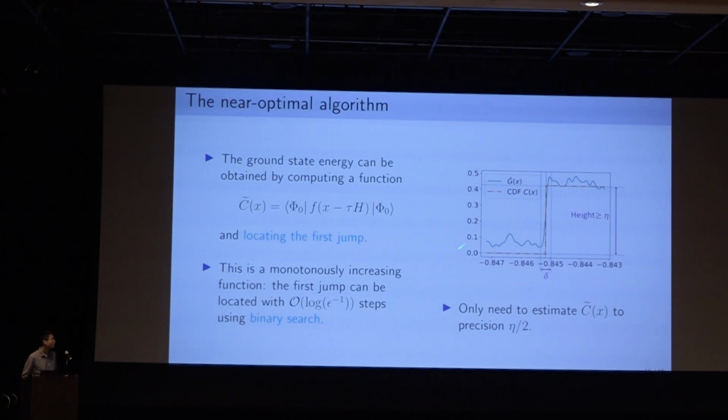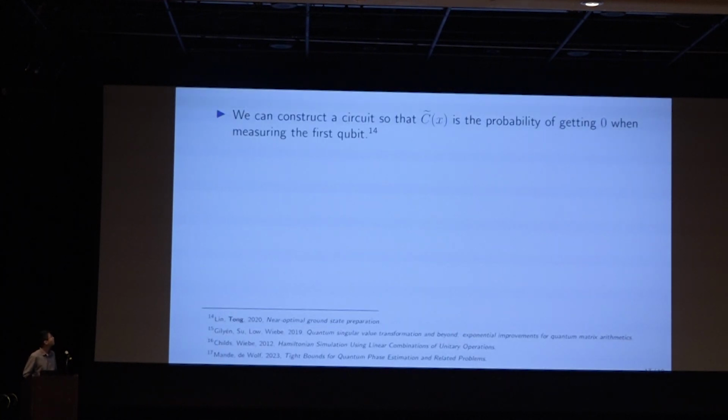So here, this is the exact CDF, this is the approximate CDF. In order to resolve this jump, we actually only need to evaluate the approximate CDF to precision that is on the order of eta rather than epsilon. So the precision required for evaluating is independent of the precision of the eigenvalue we want. This is very convenient when we compute the complexity. We can construct a circuit so that this approximate CDF can be computed by just measuring the first qubit and computing the expectation value. This requires implementing the matrix function square root of f(x minus tau H). And this can be done using standard techniques such as quantum singular value transformation and LCU, which will be introduced on Wednesday, I think.